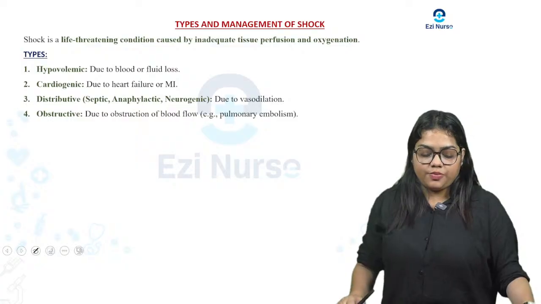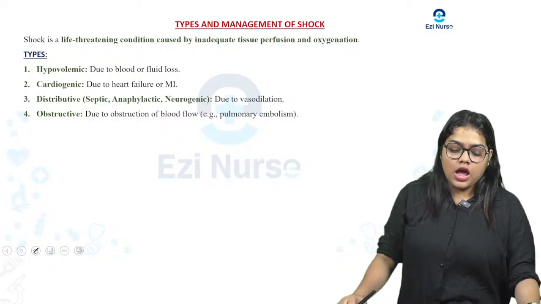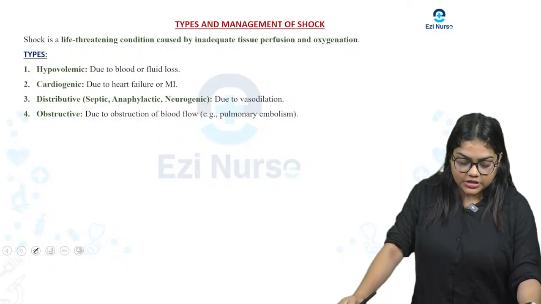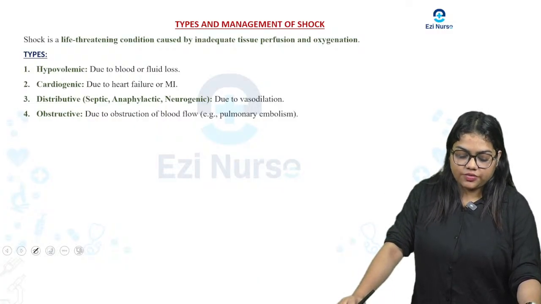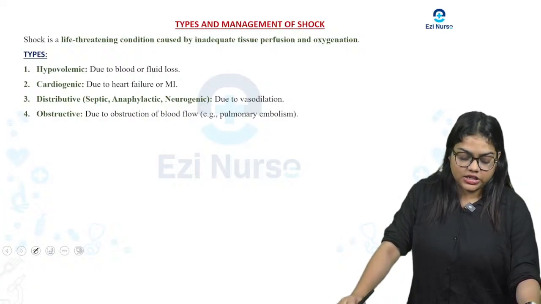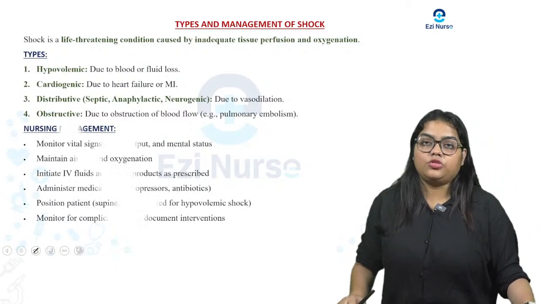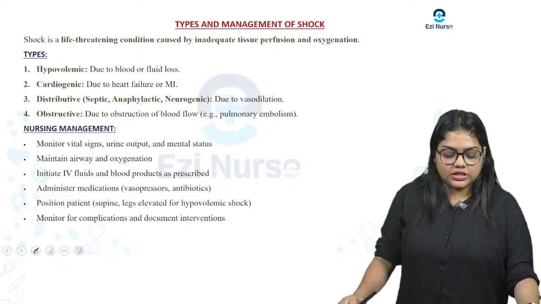Next, types and management of shock. There are 4 types of shock: hypovolemic, due to blood and fluid loss; cardiogenic, due to heart failure or myocardial infarction; distributive, which is septic, anaphylactic or neurogenic shock due to vasodilation; and lastly, obstructive, due to obstructed blood flow such as pulmonary embolism. So what are the nursing management?